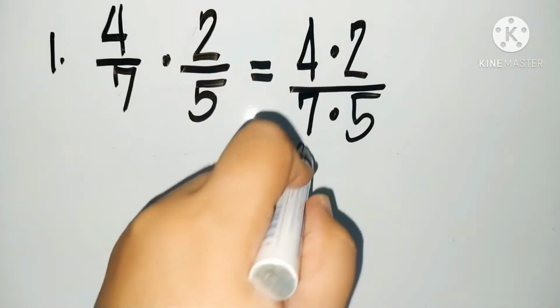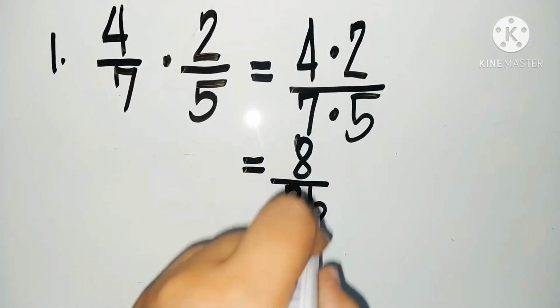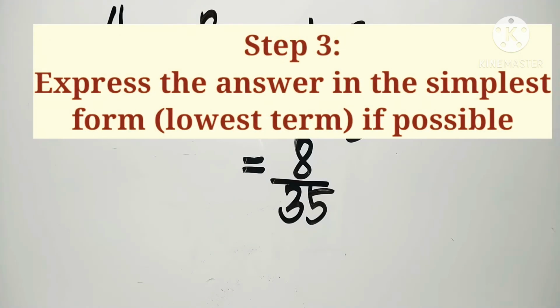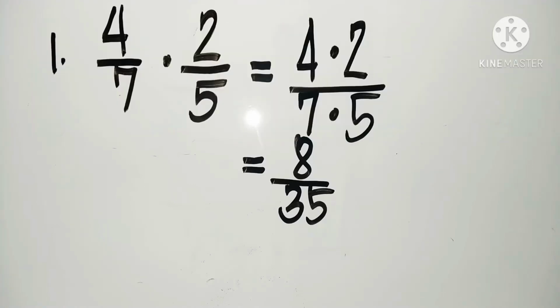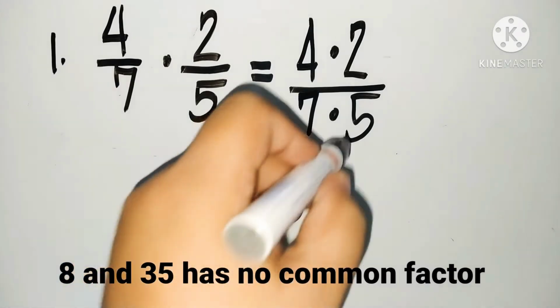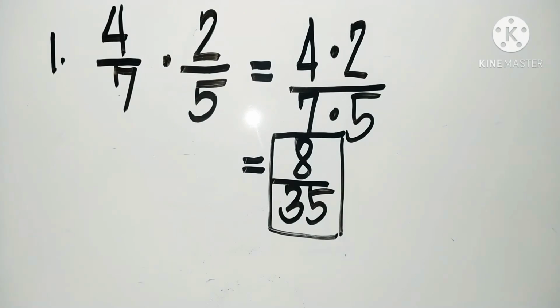And 4 times 2 is 8. 7 times 5 is 35. The last step is to express your answer in the simplest form, meaning, kailangan nyo siyang i-lowest term. Pero sa case na to, dahil wala namang common factor ang 8 at 35, we leave it as it is. Ito na mismo yung ating answer.